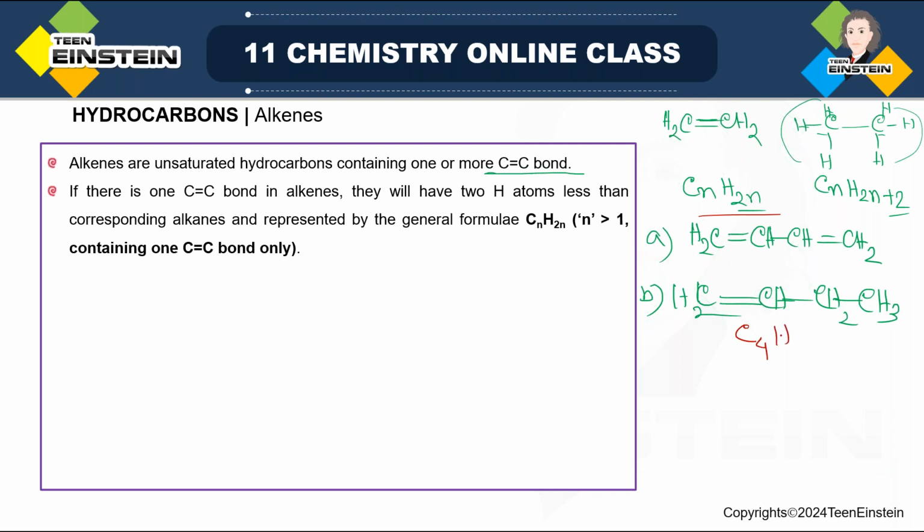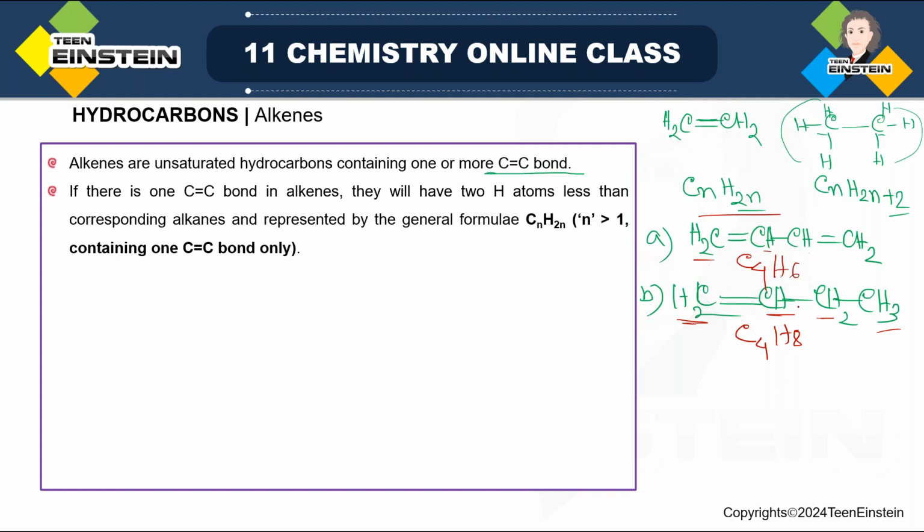CnH2n means it should be 8. And here it is 8: 1, 2, 3, then 4, 5, 6, 7, 8. But here you will not find that because now it is not one C=C double bond. So C4, 1, 2, 3, 4, 5, 6. So it is 6, it is C4H6.